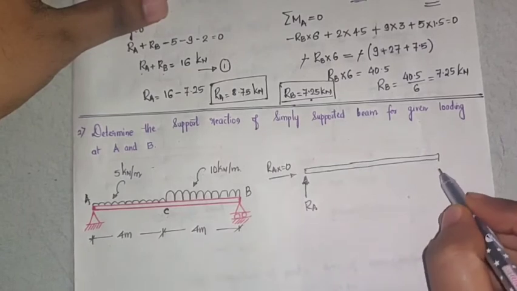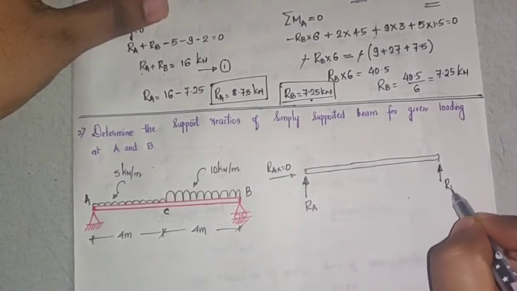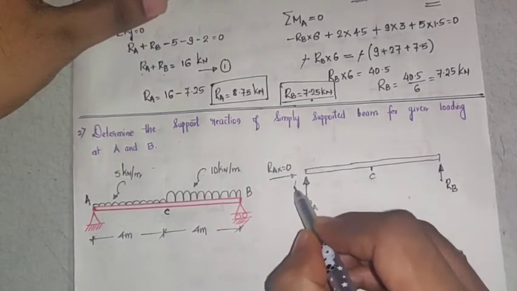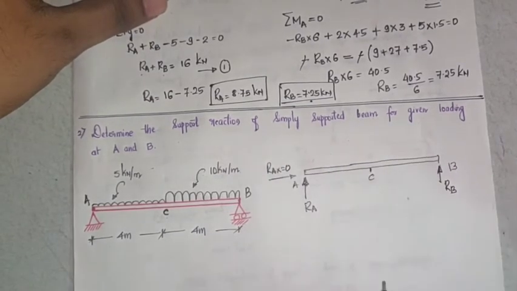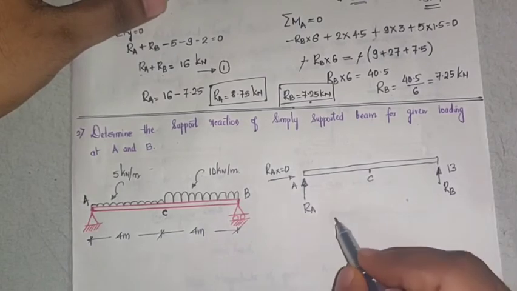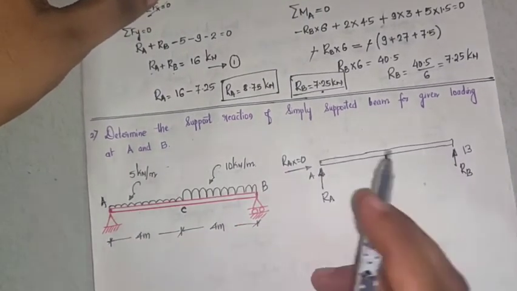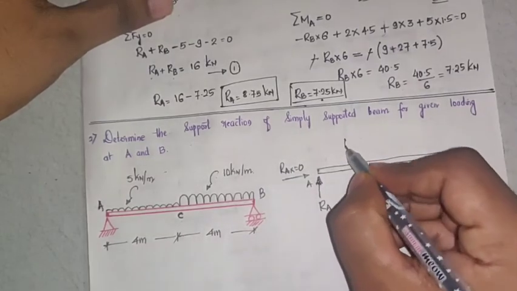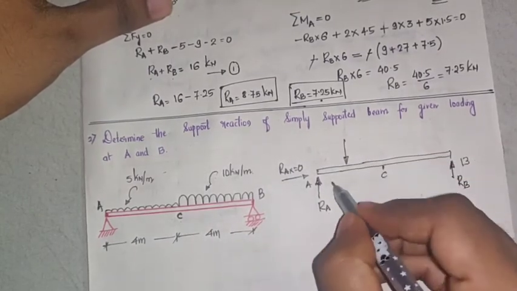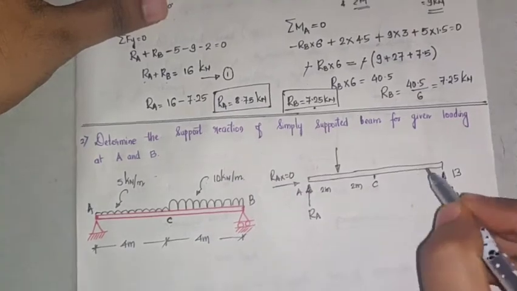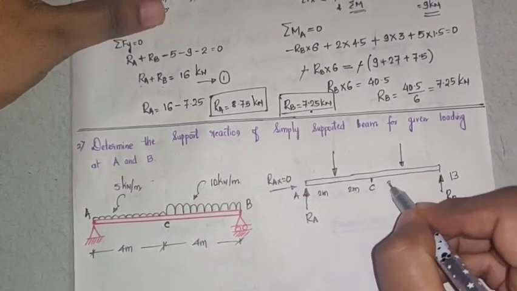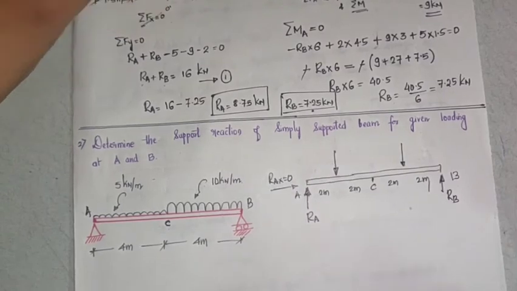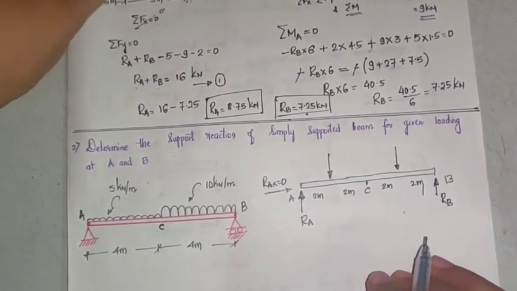Then roller support, how many reactions? Only 1 reaction. I'll call this as RB. Now this is point C, this is point A, this is point B. Now when I convert this UDL to point load, I know that it will be at half the distance. So here one point load, this is 2 meters, this is 2 meters. Again here one point load, this is 2 meters, this is 2 meters. See, when you convert it to free body diagram, see how simple it looks.